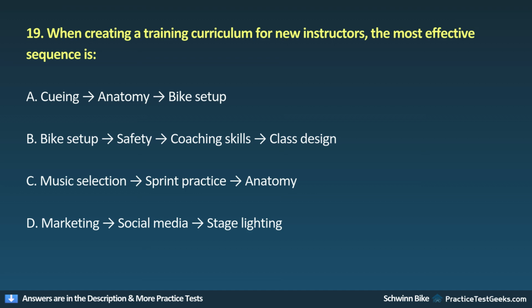19. When creating a training curriculum for new instructors, the most effective sequence is A. Cueing anatomy, bike setup, B. Bike setup, safety, coaching skills, class design, C. Music selection, sprint practice, anatomy, D. Marketing, social media, stage lighting.